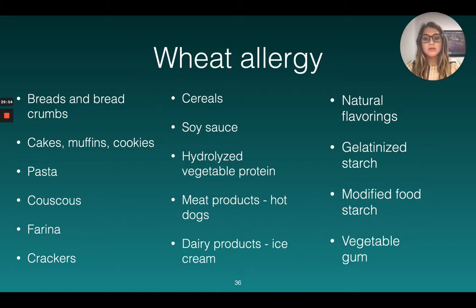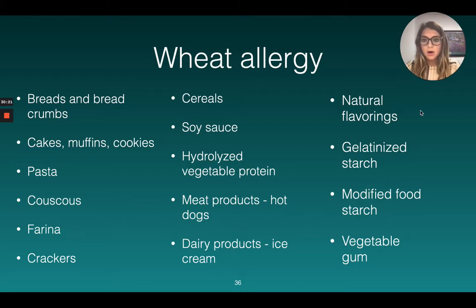Hydrolyzed vegetable proteins, meat products such as hot dogs, they are made with a type of wheat component. Dairy products such as ice cream may have wheat added into them. Natural flavorings, gelatinized starch, modified food starch, and vegetable gum. So very important that if someone does have a wheat allergy, you are cautious of making sure that person does not consume any of these foods that do have wheat.